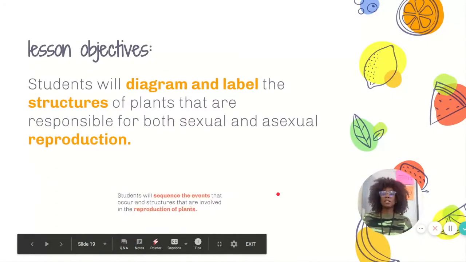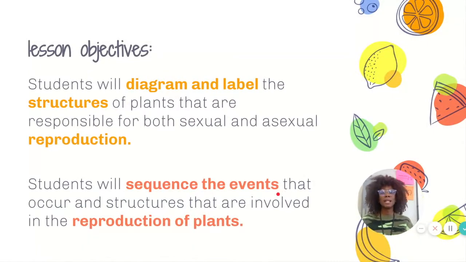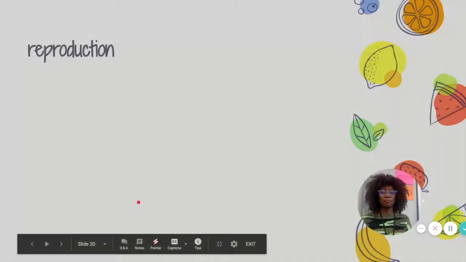Okay, so today's lesson objectives are going to be students will diagram and label the structures of plants that are responsible for both sexual and asexual reproduction. Students will sequence the events that occur in structures that are involved in the reproduction of plants. So we're going to talk about diagramming reproductive structures in plants and also what events are occurring.